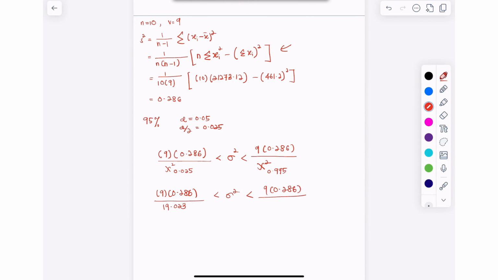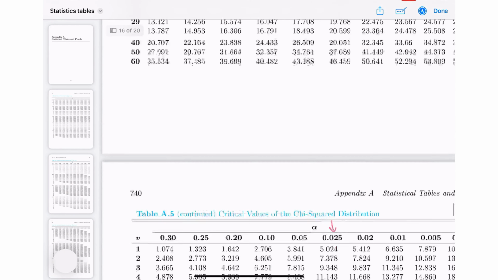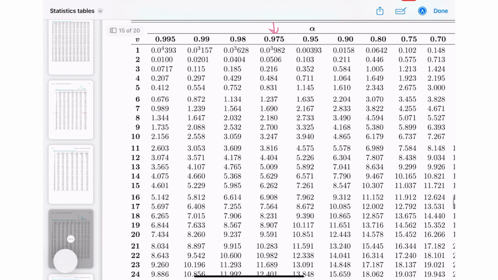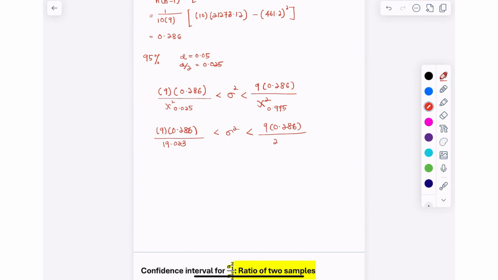Okay, check also for 0.975. This column, and V is 9, so you have 2.7. If you calculate this one, the variance would be between 0.135 and 0.953. So this is the 95% confidence interval for the variance.